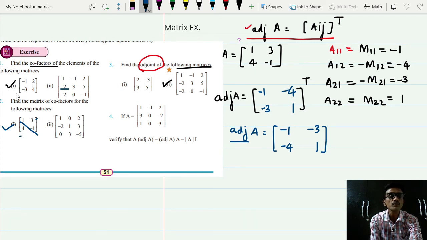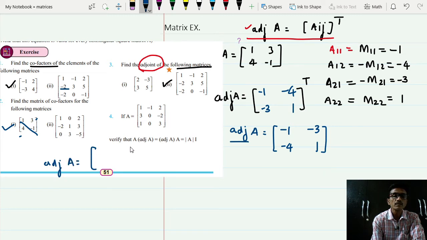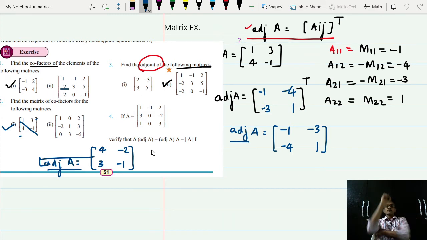So directly, suppose ये matrix है. So you can directly write the adjoint of this matrix by interchanging diagonal elements. इसके diagonal elements अगर आप interchange करते हैं तो यहाँ पे आएगा 4, यहाँ पे आएगा -1 और जो non diagonal elements है उसका खाली sign change करो, -2 और +3. So in this way directly we can find the adjoint of a matrix.